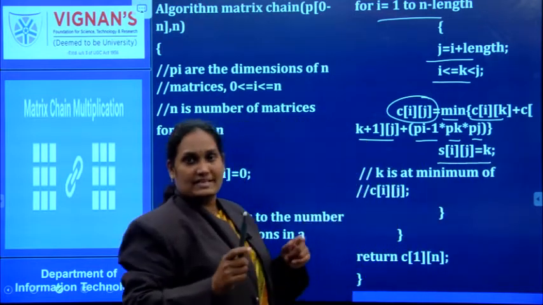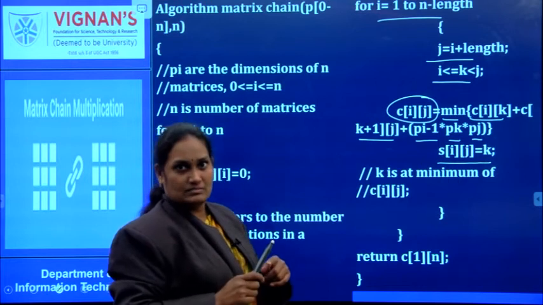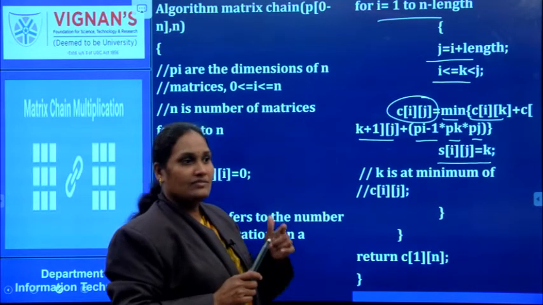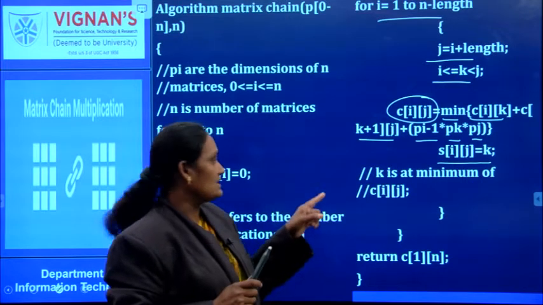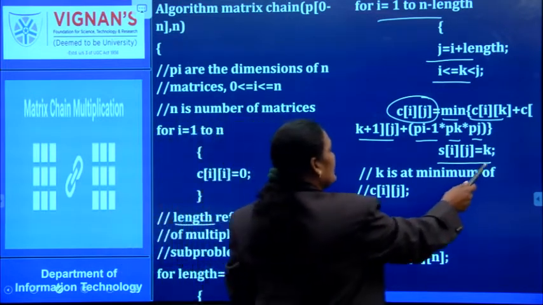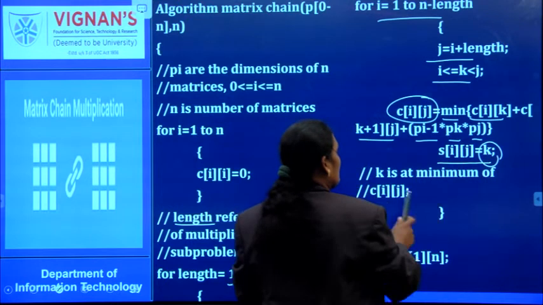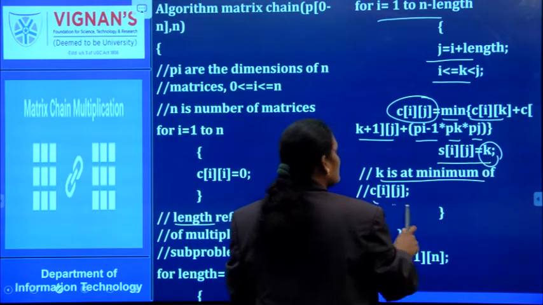S[i][j] represents the node values. For the construction of the tree, we need node values. The node values are represented by using S[i][j]. Now here, what k value do we have to take as S[i][j]? The k at which C[i][j] is minimum.